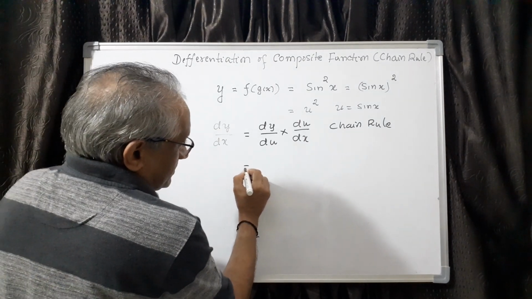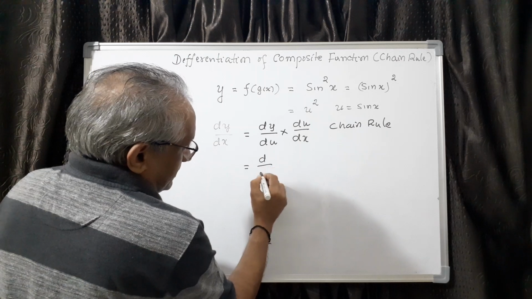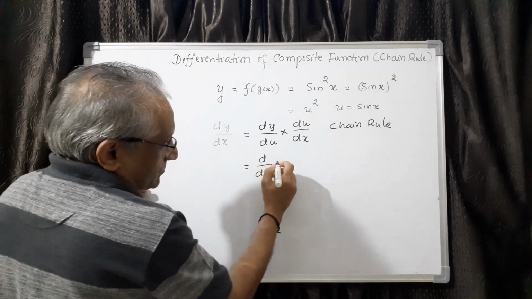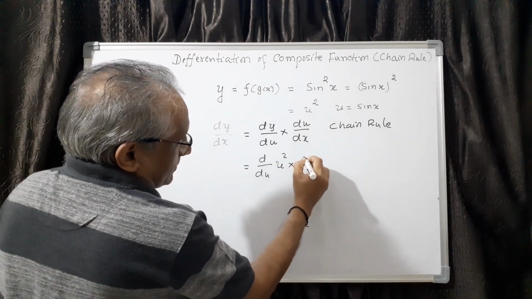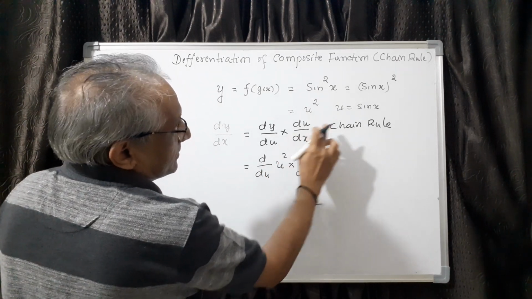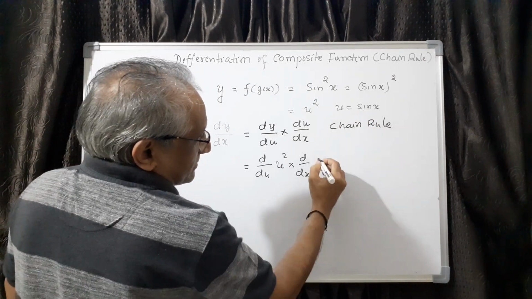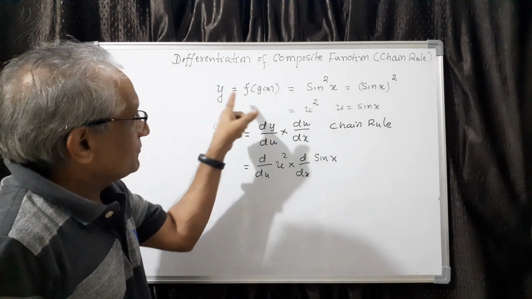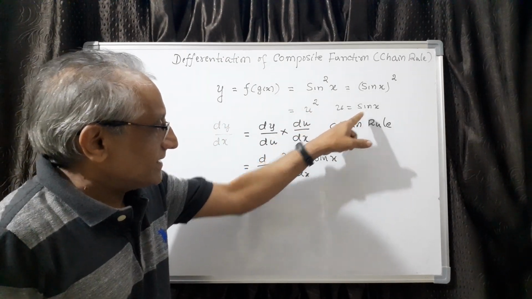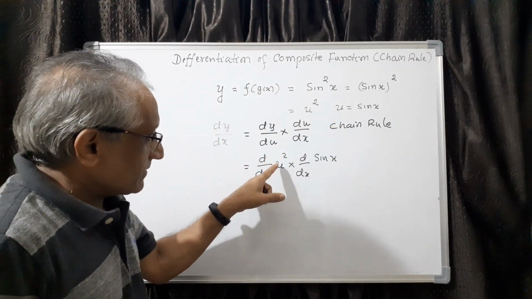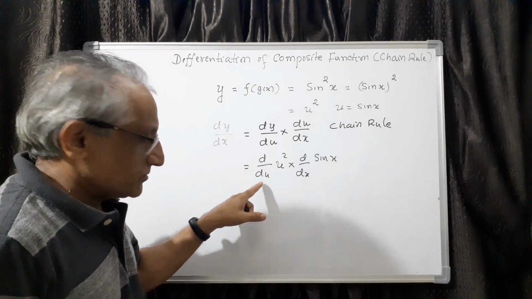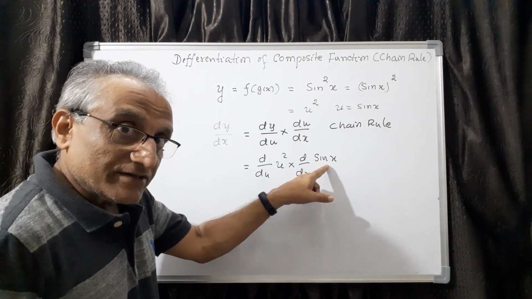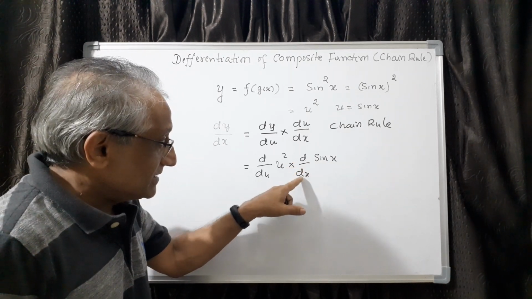So this we have to know. Just write d by du of y, which is u square, into d by dx of u, which is sin x. See here it is u square, and u is a function of x, so it is sin x. How you have to remember is y is a function of u because we have substituted u equal to sin x. Therefore d by du of u square, since u square can be differentiated with respect to u. Similarly, sin x is a function of x which can be differentiated with respect to x. Therefore d by dx of sin x.